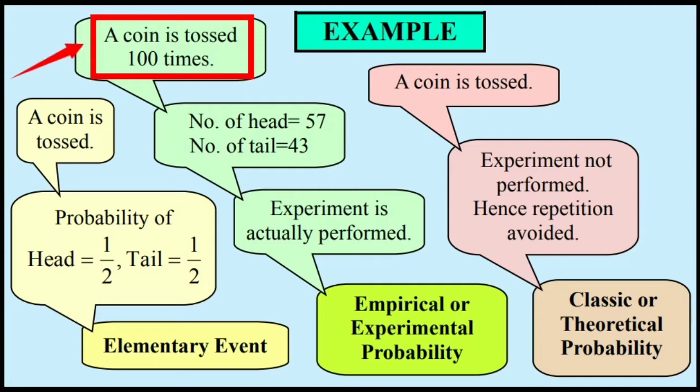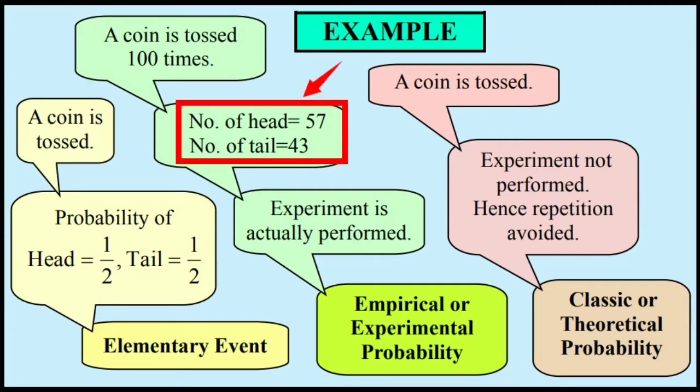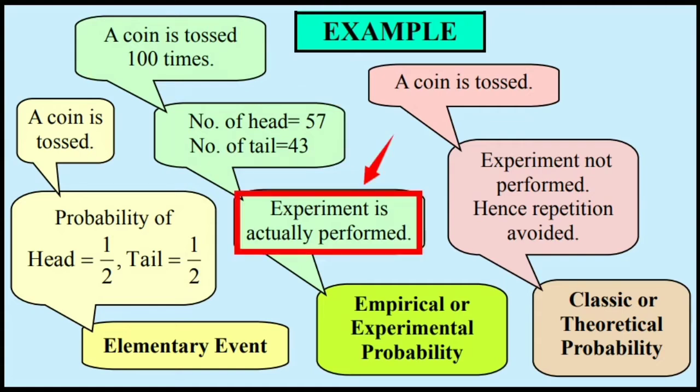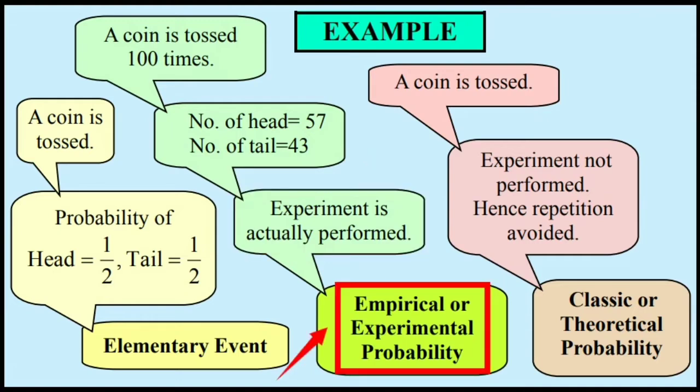Let's observe another example in which a coin is tossed 100 times, out of which head occurs 57 times and tail occurs 43 times. It shows that the experiment is actually performed. Therefore, it is called an empirical or experimental probability.